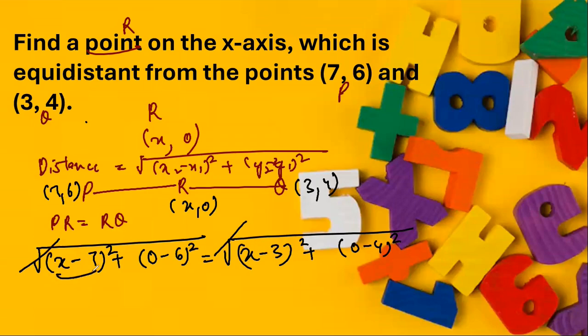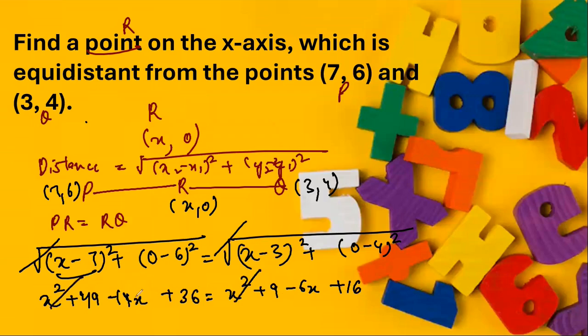So now this is the identity, (a minus b) whole square, which is a square plus b square minus 2ab, plus (0 minus 6) is minus 6 whole square, 36. Then we have again the identity a square plus b square minus this, plus 16. So x square cancels out. So let's take the variables together. So 14x and you have minus 6x. So when you take minus 6 to the left hand side, it will become plus 8.